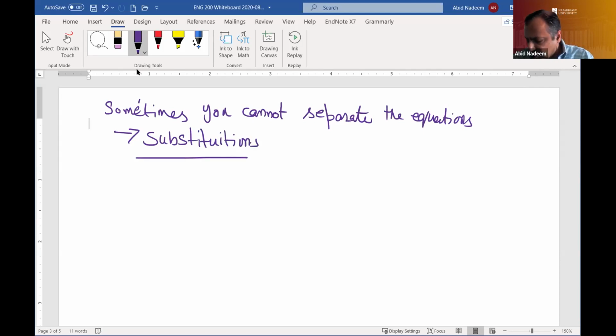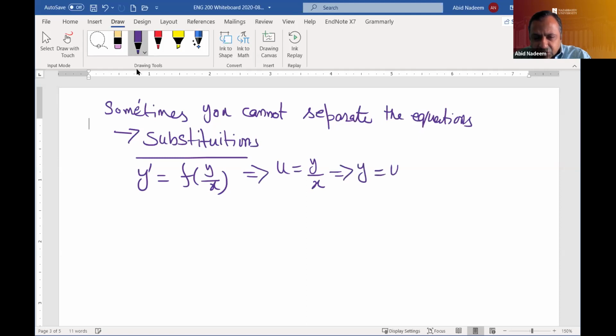Okay, so I'll tell you what kind of functions those are. In those situations, the function can be written in this type. That means you will have a derivative on the left-hand side, and the function on the right-hand side, you can write in terms of y over x. So in those situations, you will make a substitution. You will take u is equal to y over x, and y will be equal to ux.